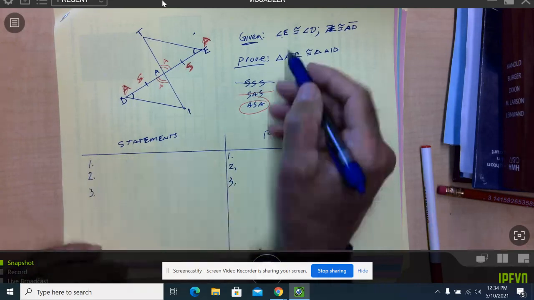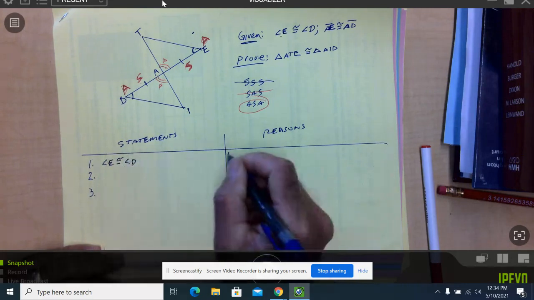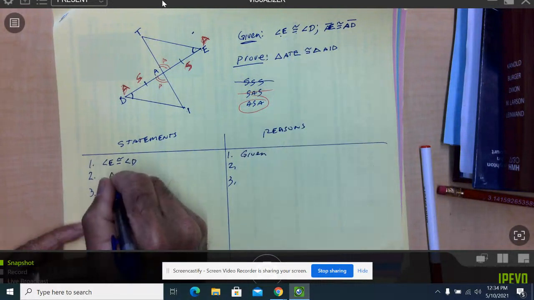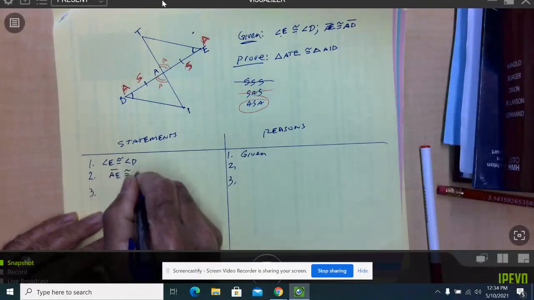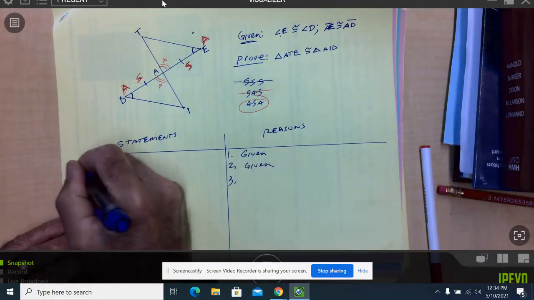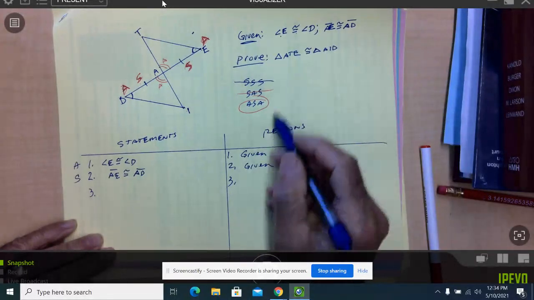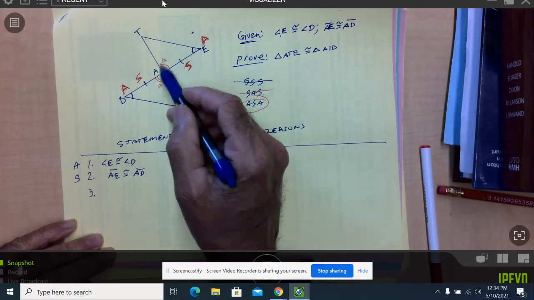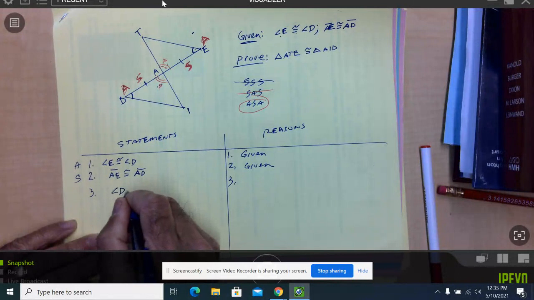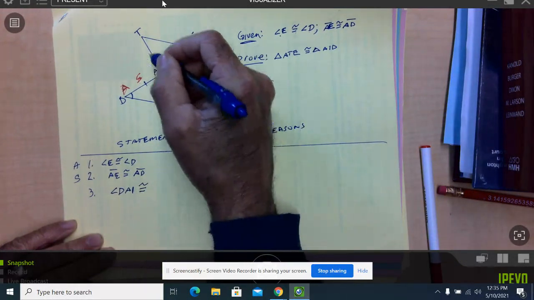So the first thing is angle E congruent to angle D. Given, because they tell you at the beginning. AE congruent to AD. Given. That's an angle. That's a side. And then the last thing we need, there's nothing more given, but we figured this out right here. We know that angle DAI is congruent to angle EAT.